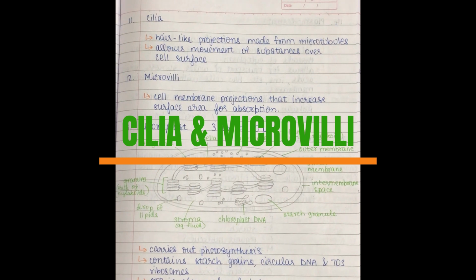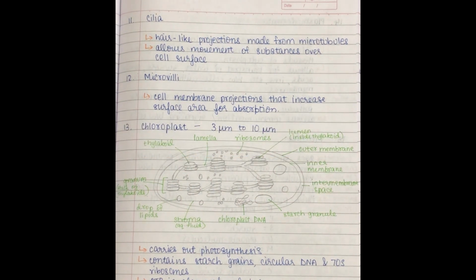Cilia are hair-like projections which are again made from microtubules. They allow the movement of substances over the cell surface. Microvilli are cell membrane projections and they help to increase the surface area for absorption.